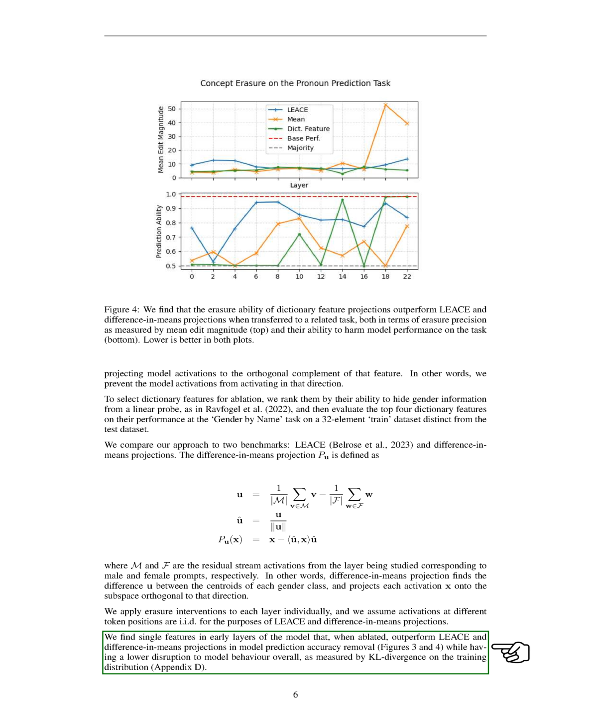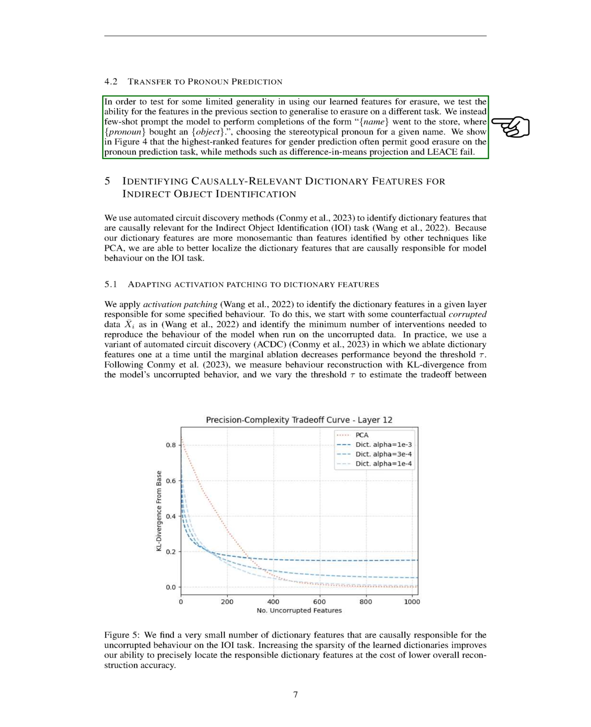Section 4.2: Transfer to Pronoun Prediction. In this section, we're going to explore how our learned features can be applied to different tasks. We'll start by testing their ability to predict pronouns based on given names. For example, we might prompt the model to complete a sentence like, "Name went to the store, where pronoun bought an object." We found that the features that were most effective in predicting gender also performed well in this pronoun prediction task. However, other methods, such as difference in means projection and LEACE, were not as successful.